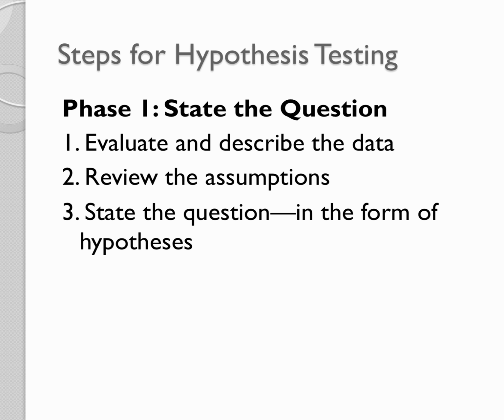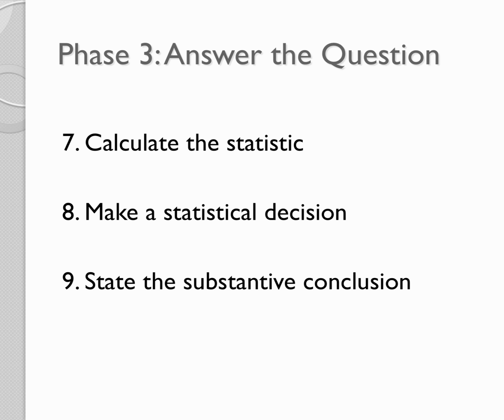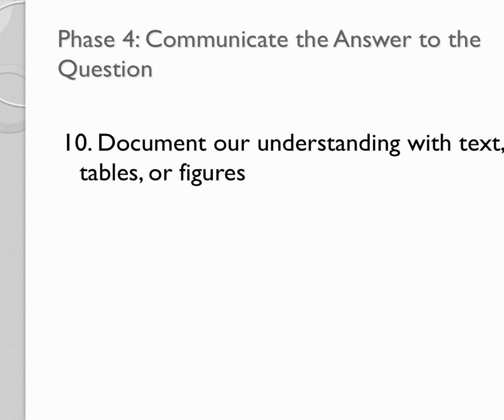So if we go into our steps for hypothesis testing, we can review them. Phase 1, state the question, has 3 steps. Phase 2, decide how to answer the question, has 3 steps. Phase 3, answer the question, also has 3 steps. Notice that we make all of our choices about how we're going to make our decision before we calculate the test statistic in phase 3. And phase 4 is a single step, and that's documenting our entire understanding of the question, the data, the results, and our interpretation of those results with text, tables, and figures.